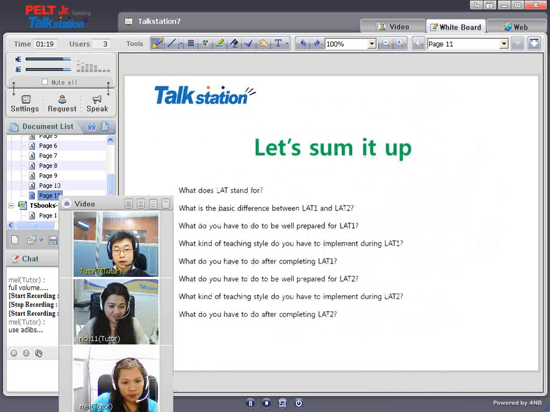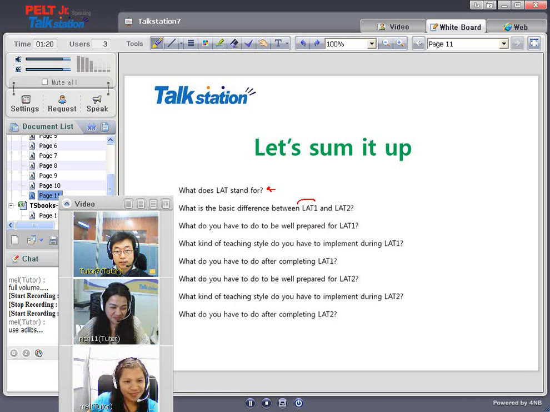But before we say goodbye, let's sum it up, okay? As we told, LAT stands for what? Level Assessment Test. But it's not a test at all, right? Yes, sir. It's building rapport, getting to know each other. Exactly, a getting-to-know-each-other test. Alright.